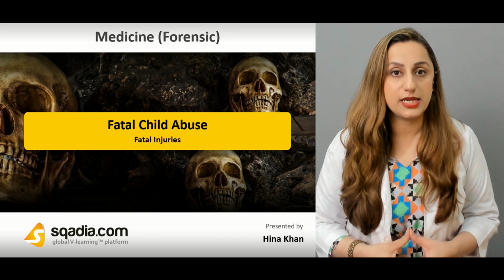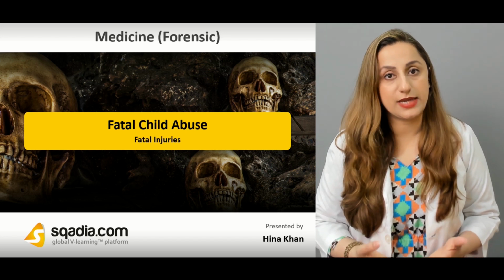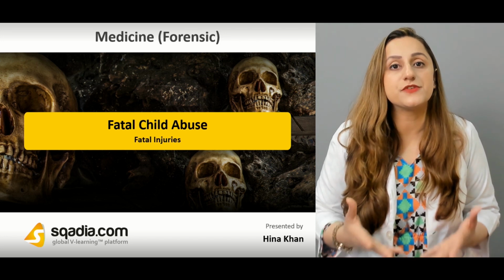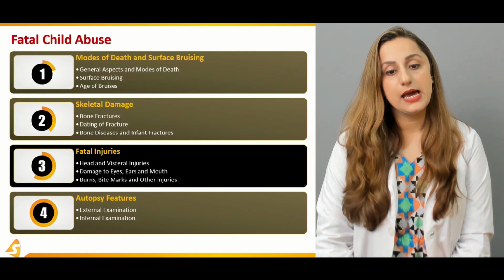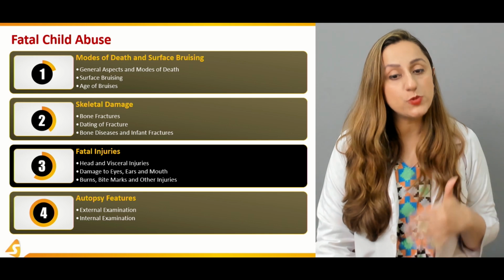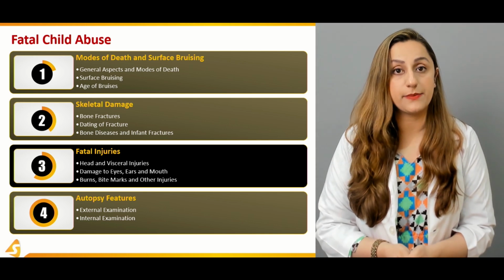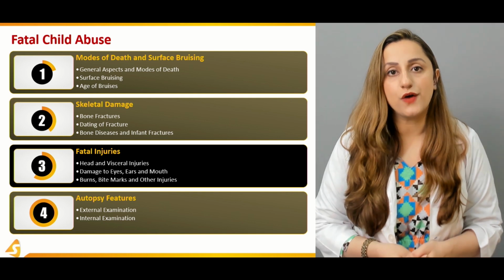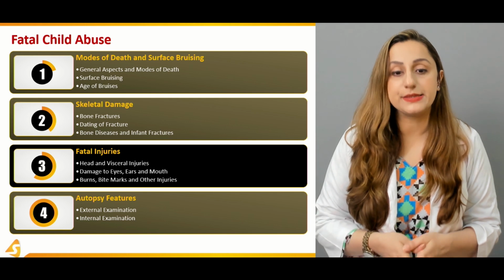So, as an investigator, as a forensic practitioner, one should be aware of such kind of abuse. What are the different types of injuries that can occur in such cases of fatal child abuse? Now, the head and the visceral injuries are one of the phenomena that can occur whenever we are talking about the different modes of abuse that one can relate to in cases of child abuse.